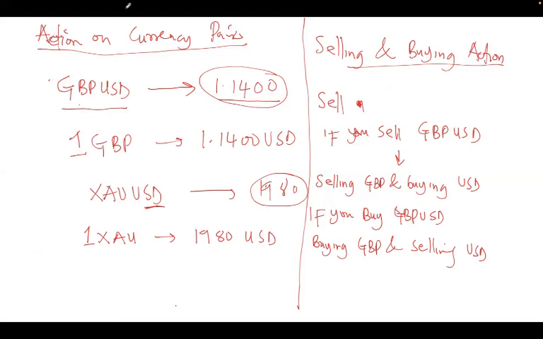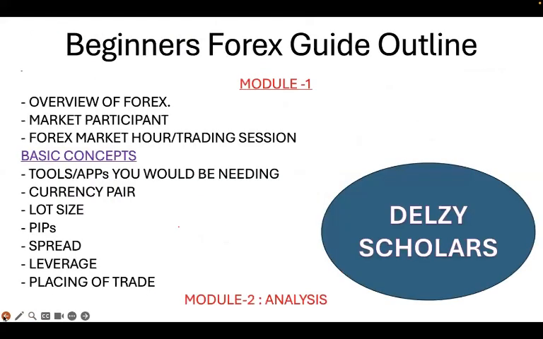There are also other pairs like minor pairs, right? They don't contain USD, but they are still very powerful pairs. For example, GBPJPY. This is a minor pair, and it is traded as much as GBPUSD, all right? Okay, so we've cleared this. Now let's look at lot size.